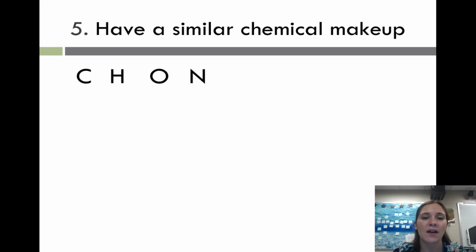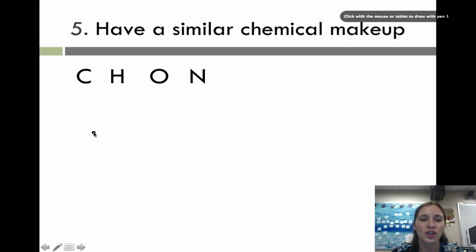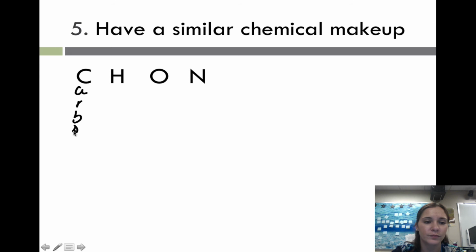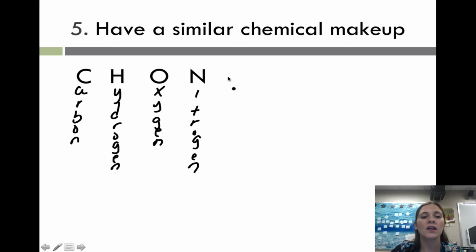Number 5, living things have a similar chemical makeup. One way you're going to remember this is CHON, and what CHON stands for is carbon, hydrogen, oxygen, and nitrogen. If you look up these elements, you'll find them on the periodic table. And these 4 elements basically make up the elements of life.